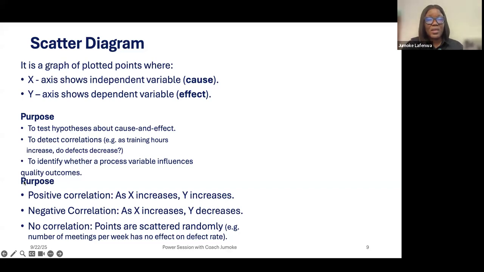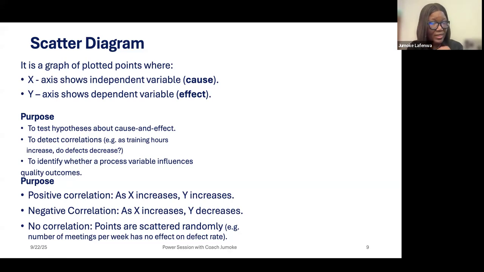This is supposed to be the outcomes. 1, positive correlation. As you increase the number of hours for training, the performance increases. So increase. That's positive correlation between the variables.